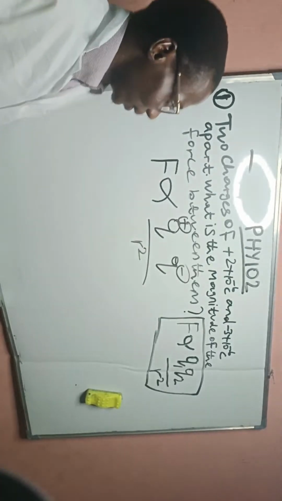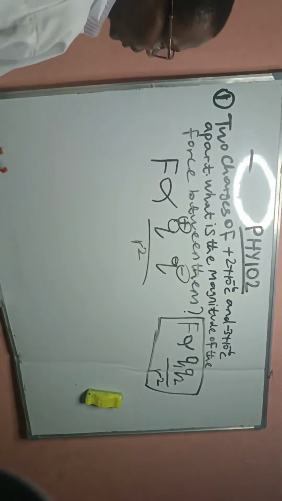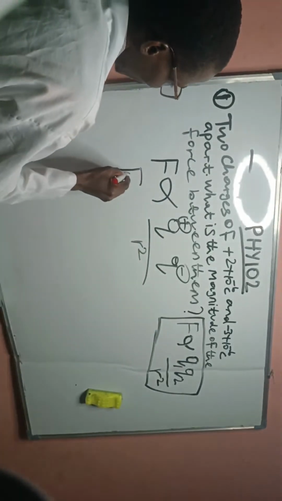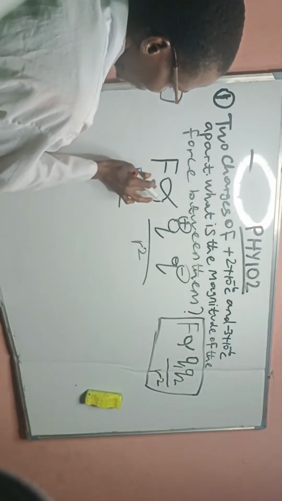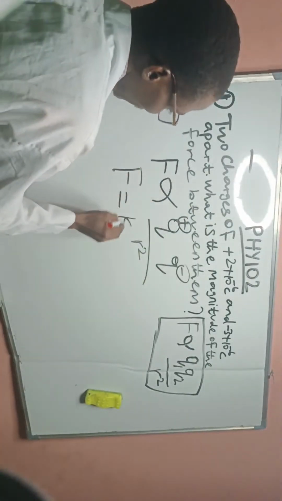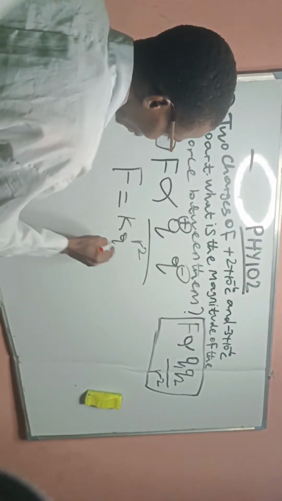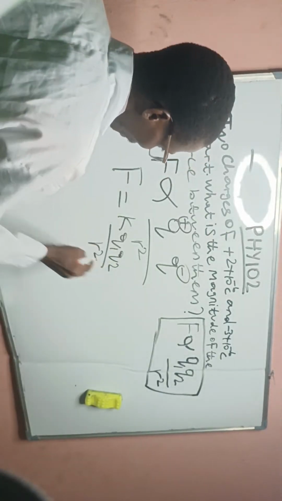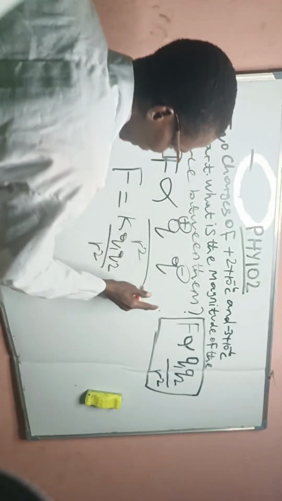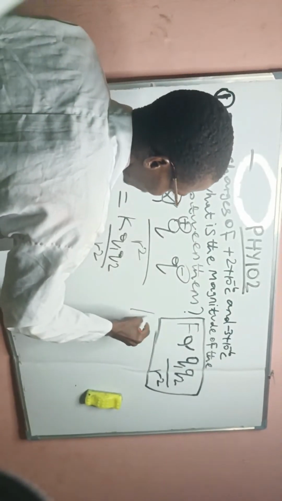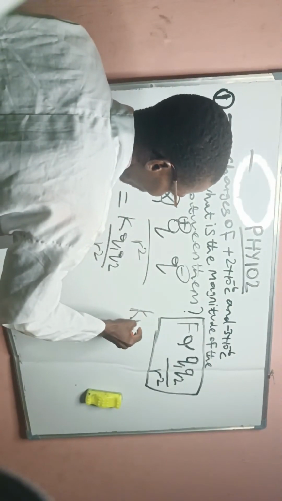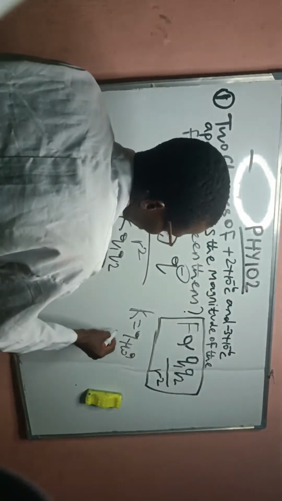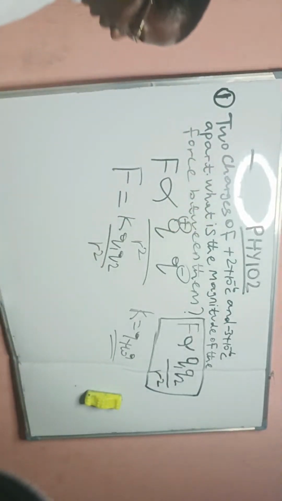But before that, let us remove this proportional sign. Once we remove this, we can say that F equals k, the proportionality constant, times Q1 Q2 all over r squared. And this k is always denoted as a constant number, 9 times 10 raised to the power 9. Please take note of this, it is a constant.